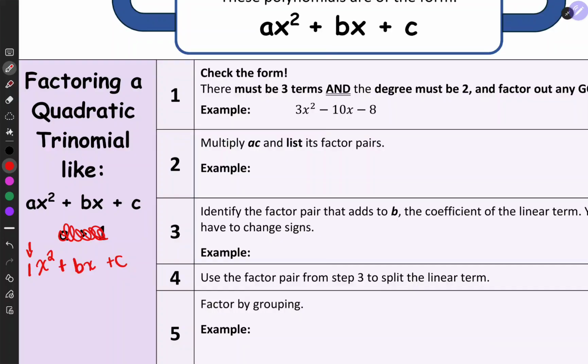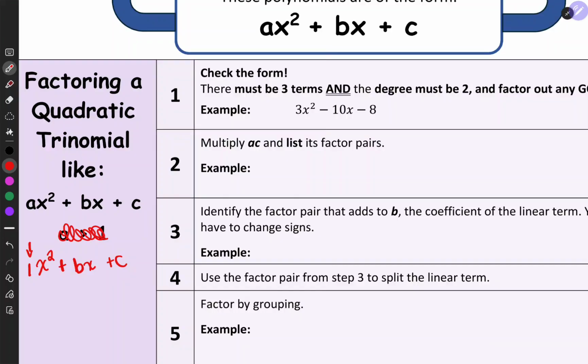Okay, so check the form. One, it has to be a trinomial, and it must be a quadratic. The degree must be 2. And we should factor out any GCFs. So 3, negative 10, 8, they have no common factor other than 1. So the greatest common factor is gone.